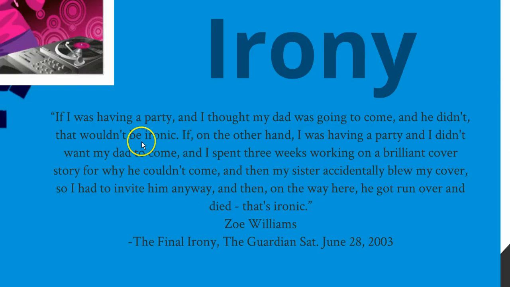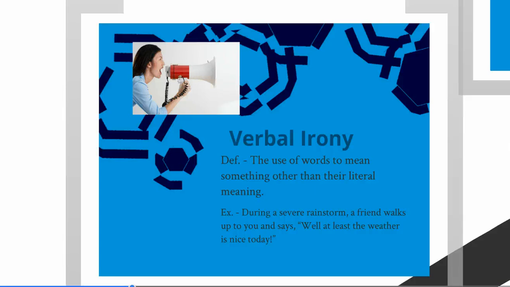This first sentence, I was having a party and I thought my dad was going to come and he didn't. That wouldn't be ironic. Some people would try to call that irony. That's not irony. That's just sad. It's just unfortunate. But if you look at her example of irony with the same party, she'd worked so hard to make sure that her dad couldn't come. And then her sister blew the cover. So she's like, wait, well, great, my dad's coming anyway. And after all that, he died on the way there. That is irony. There's more layers to it, it has more depth. That will start helping you understand irony a little more, but let's get into it a little further.